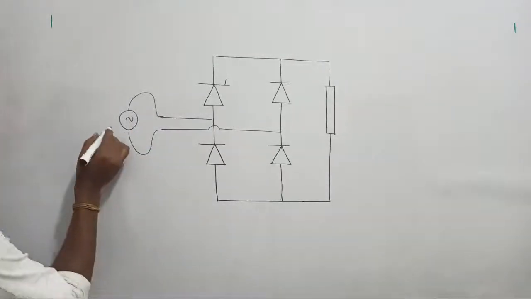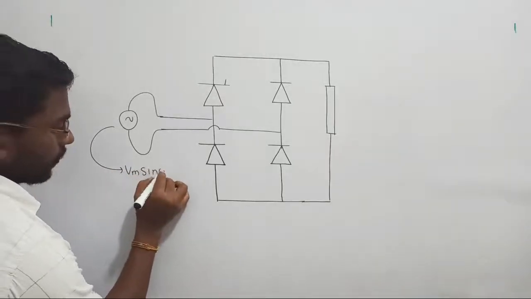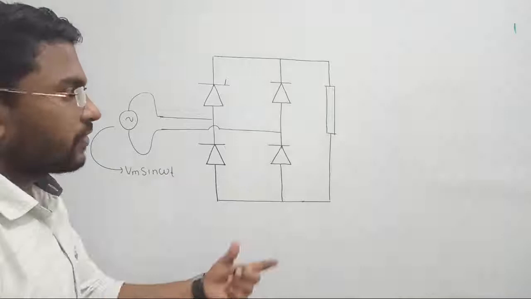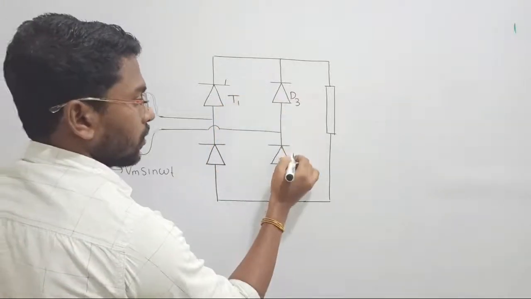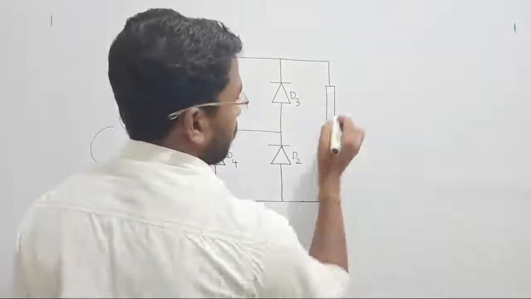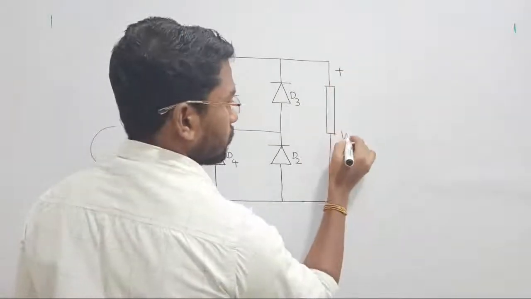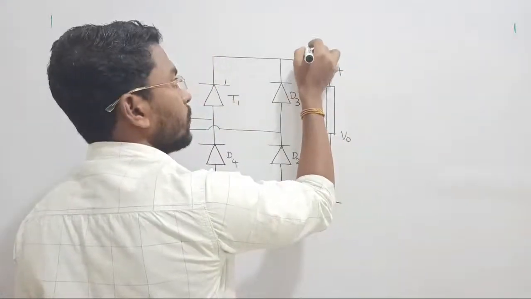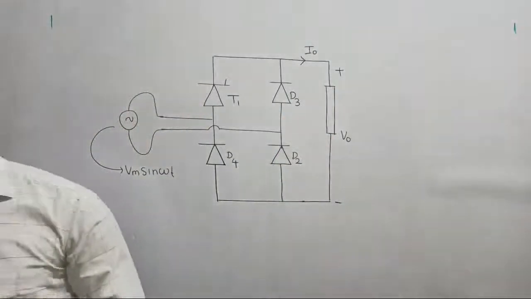So this is going to be our supply, that is Vm sin omega t. Can you please draw the waveform now? Thyristor T1, diode D3, D2, D4. Here we have a load. This is the point where I am going to observe the output voltage, and this is the point where we receive the output current. Let us draw the waveform.